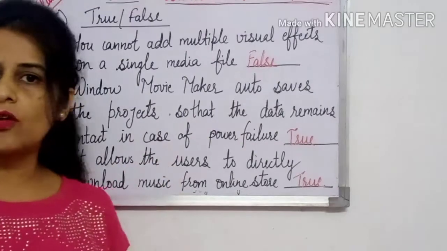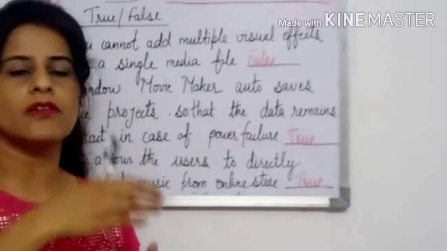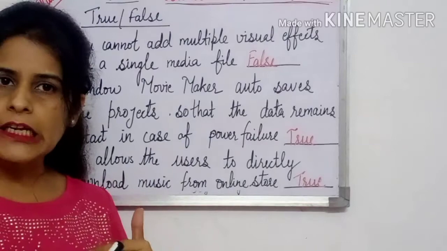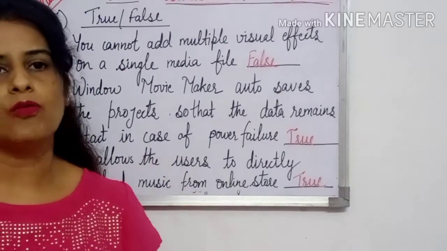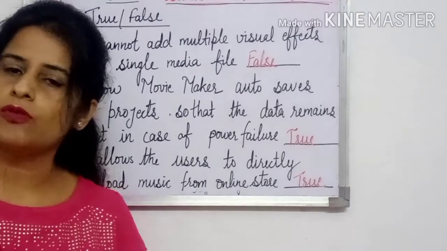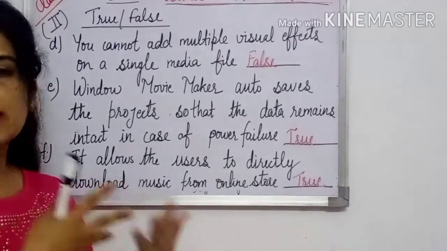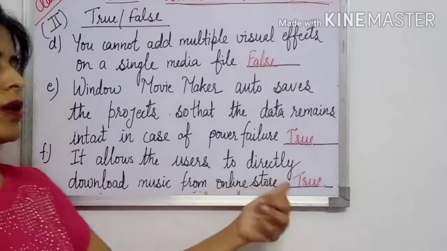Next: it allows users to directly download music from online stores. There is an option in your Window Movie Maker. Directly you can go there from Vimeo. A Vimeo site is given, and 2-3 sites are given to you. From that you can directly download. If the internet connection is on, you can directly download the audio for inserting in your video. So it will be true.